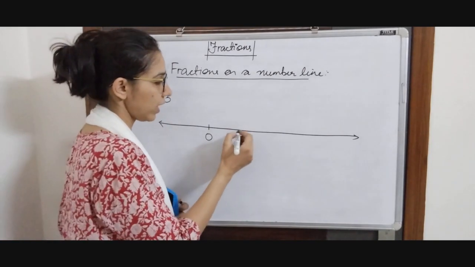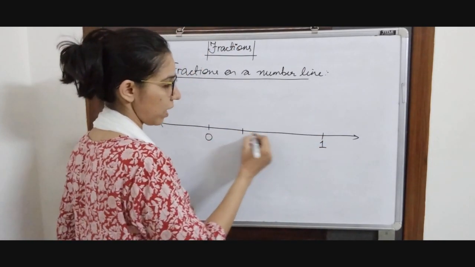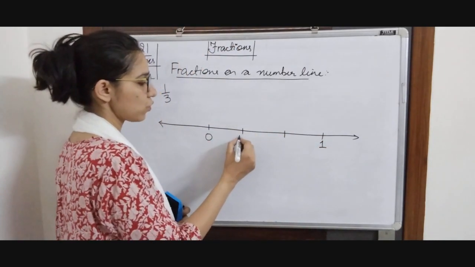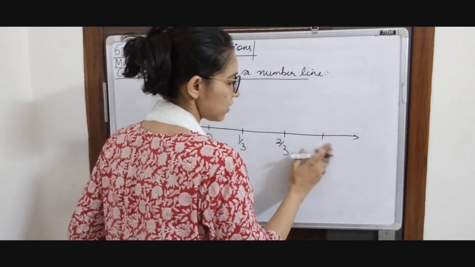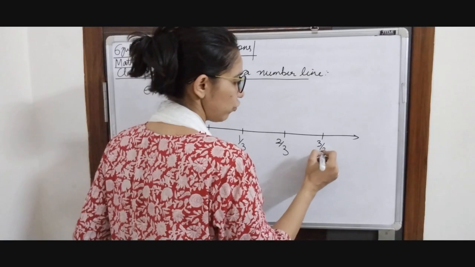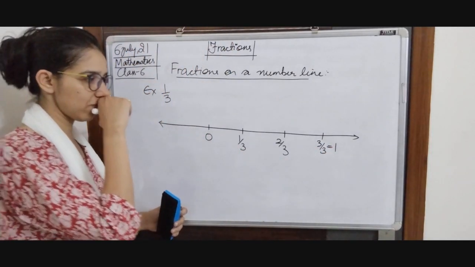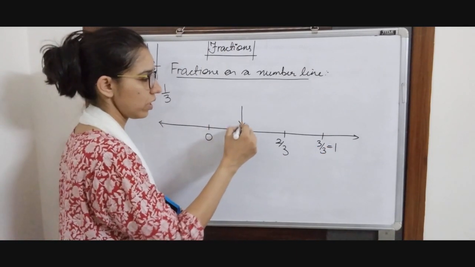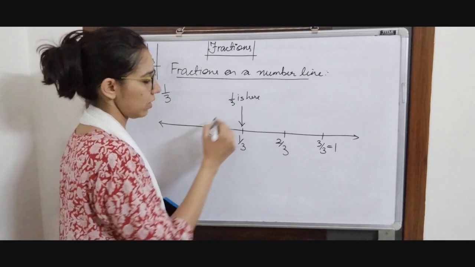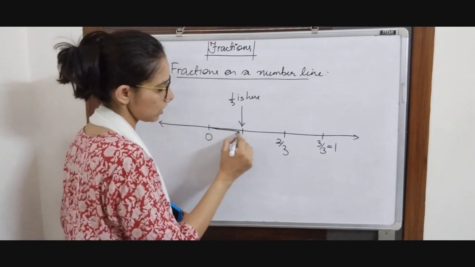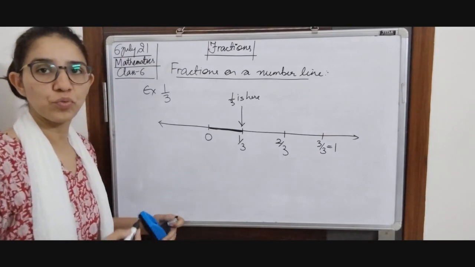So I am going to divide, suppose this is 1, into 3 equal parts, this and this. This is going to be 1 by 3, this is going to be 2 by 3, and this is going to be 3 by 3, which is equal to 1. I want to represent my fraction 1 by 3, so it is going to be here. So 1 by 3 is here and this will be this much amount, okay? So 1 by 3 is this one.